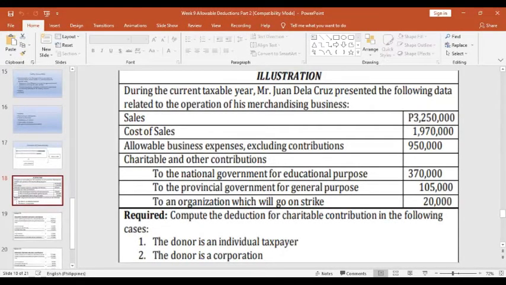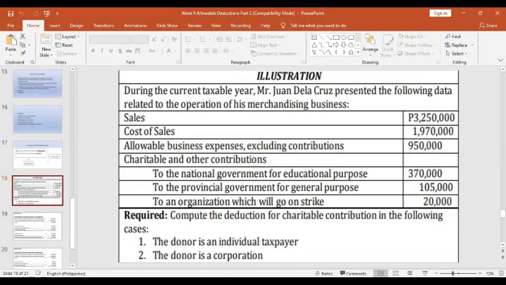Okay, so let's have the following illustration here. During the current taxable year, Mr. Juan de la Cruz presented the following data related to the operation of his merchandise business. So Juan de la Cruz has sales of 3,250,000, allowable business expenses, including cost of sales rather, 1,970,000, and allowable business expenses excluding contributions, 93,000. And the charitable and other contributions.